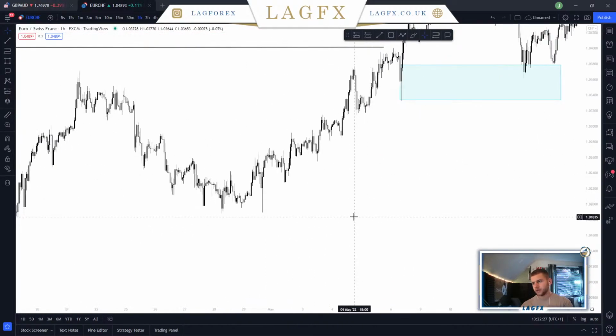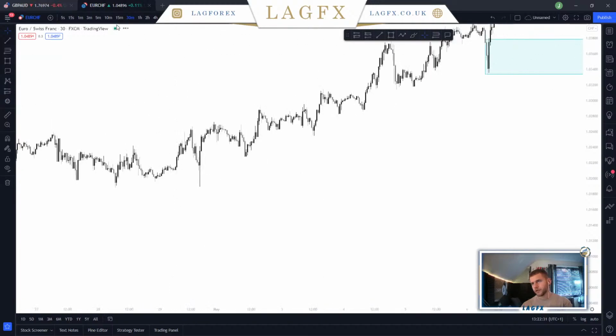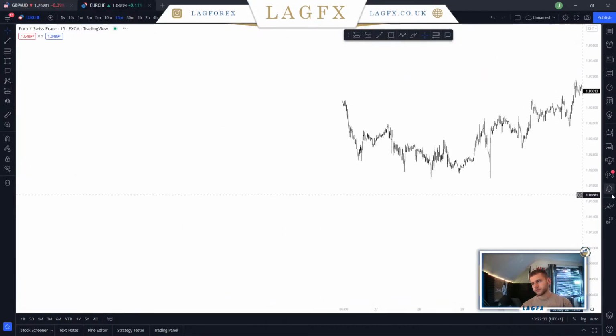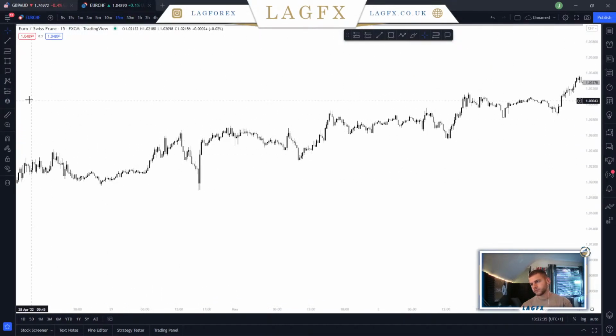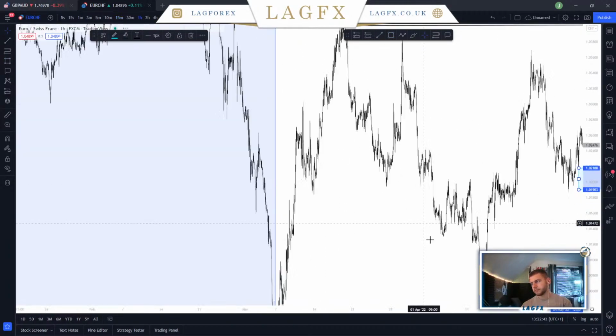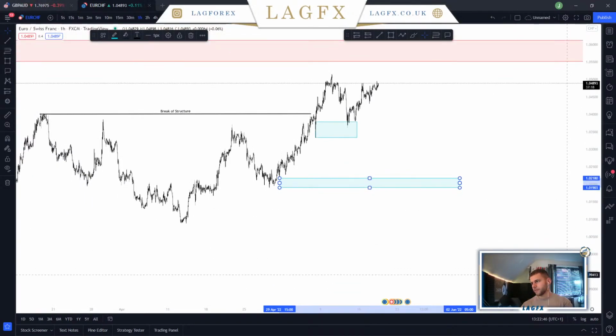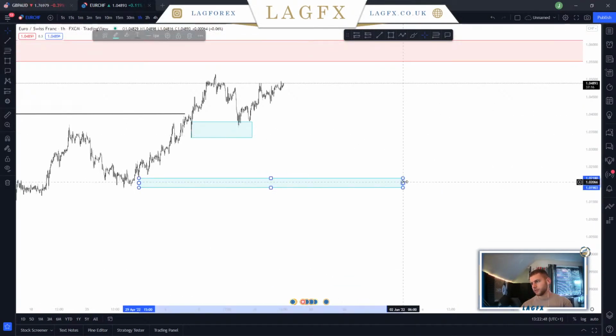And then we could also argue that there is a nice position left over inside of this. Right there. Drag that out. Okay, so these are the zones we could be looking at.